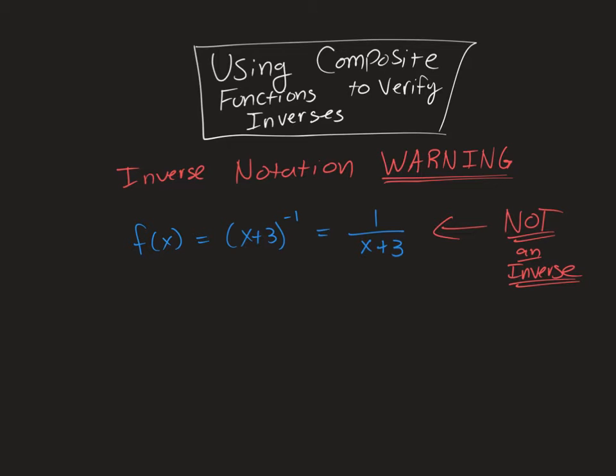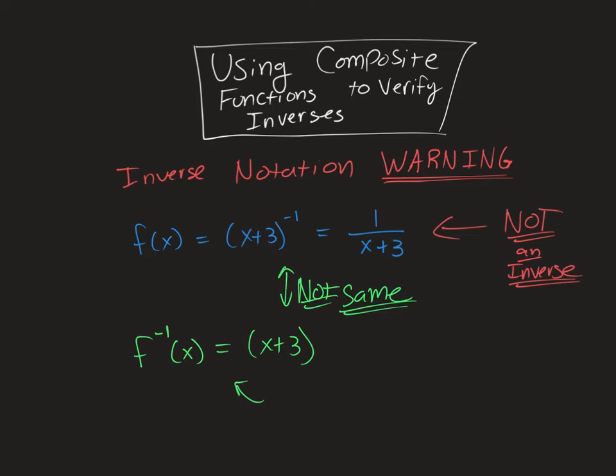In this class, and in your future classes, a lot of mathematicians will write f to the power of -1 of x, and they'll say that equals x plus 3. These are not equal. These are not the same. I want to make that abundantly clear. What this green stuff is saying is that the inverse of the original function f of x is x plus 3.